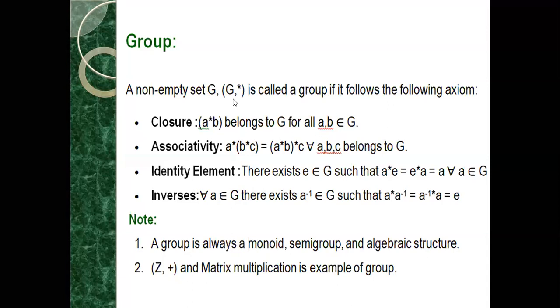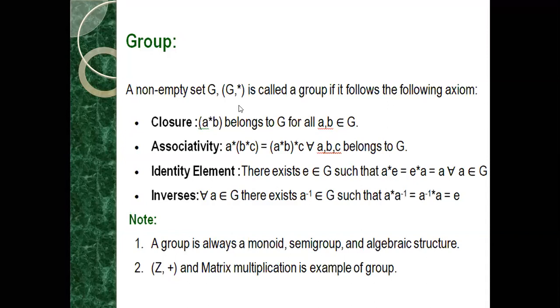It satisfies the following 4 axioms. The 4 axioms are closure law, associative law, identity law, inverse law. So what is closure law? If a, b belong to Z, then a star b belongs to Z.